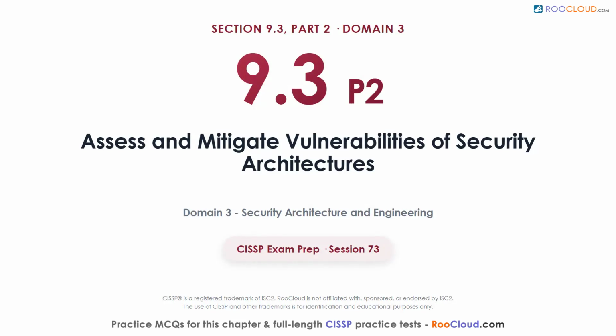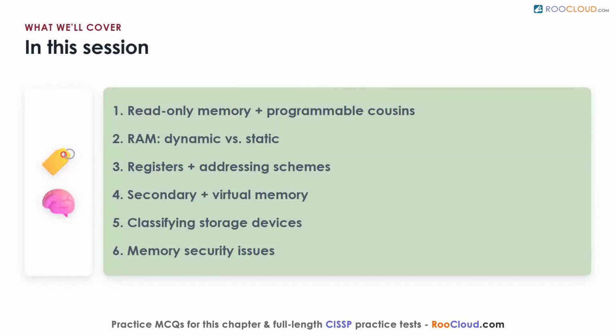Welcome to section 9.3, part 2. This is the 73rd session of the CISSP exam prep series. This part continues our tour of hardware, turning now to memory and storage. In this session, we'll map the memory hierarchy and the risks that come with it.